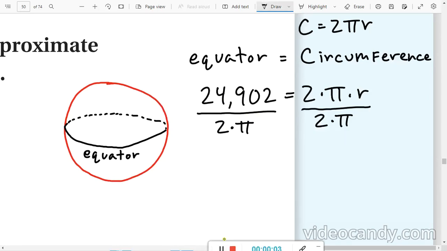So, dividing both sides by 2 times pi, on the right-hand side, the 2 and the pi both cancel. Solving for r, I am going to enter this into the calculator. I am going to put parentheses around the 2 times pi so the calculator knows that's in the denominator. So I'm going to do 24,902 divided by parentheses 2 times pi, close parentheses, and hit equals. Okay, and I get 3,963.